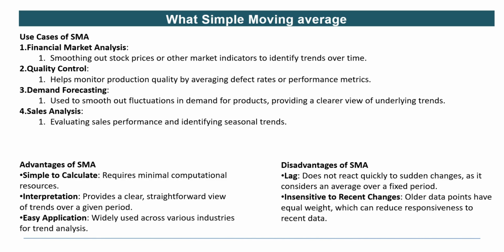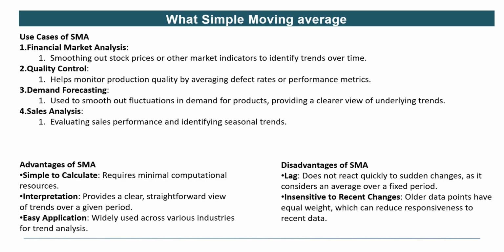Similarly, in forecasting, one of the places where moving average has a significant usage is in time series analysis and forecasting. So when you are trying to do a demand forecasting, simple moving average will help you to smooth out the fluctuations in the demand for a product and provide a clear view of the underlying trend. So in forecasting of demand also, we can use a simple moving average. And similarly, in sales analysis, we can use simple moving average to evaluate sales performance and identify seasonal trends. So these are different places where simple moving average can be used.